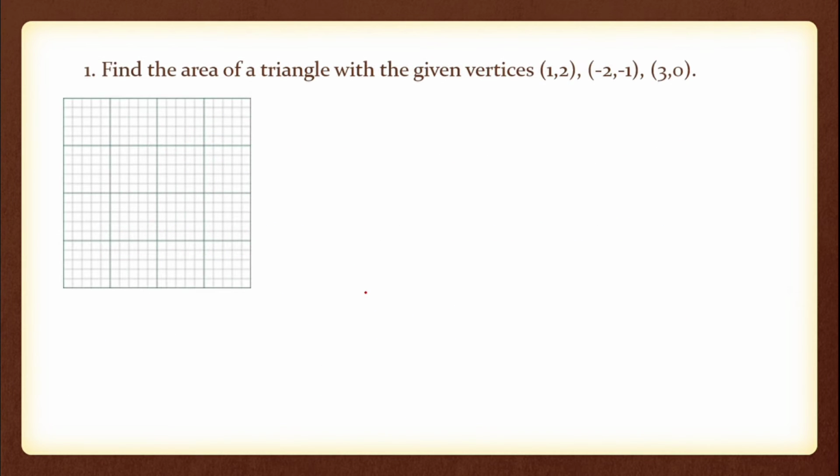Find the area of a triangle with the given vertices (1, 2), (-2, -1), and (3, 0). We plot them here. The first point is 1 and 2, the second is -2 and -1, and the third is 3 and 0. If you start here, you go here, here, and here, or you can start at another point.